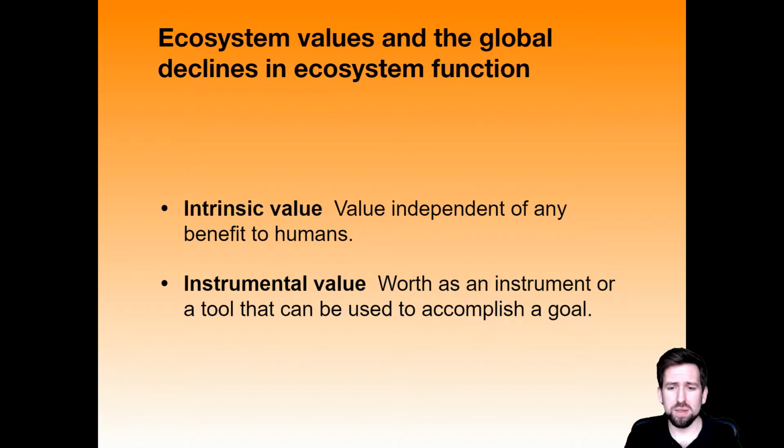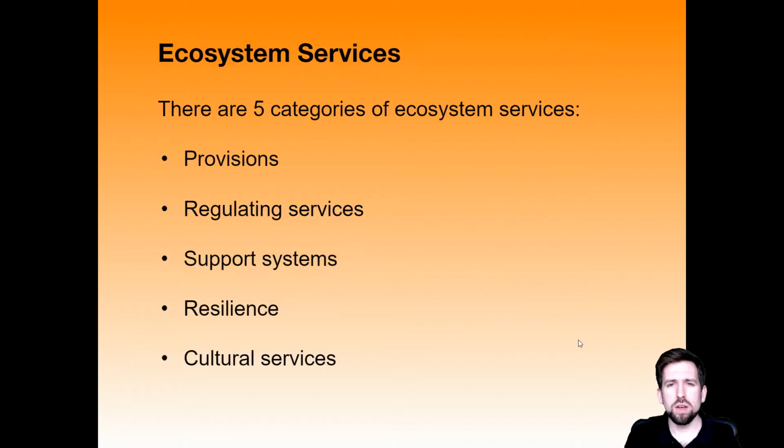Instrumental value is the actual goal or tool use of that ecosystem. So for example, a forest might have a ton of trees that you use to make paper and other paper goods. So that would be the instrumental value, right? It's instrumental in helping you achieve some sort of goal. Whereas again, that intrinsic is just saying, hey, this is a forest, it's been here forever, it deserves to be here.